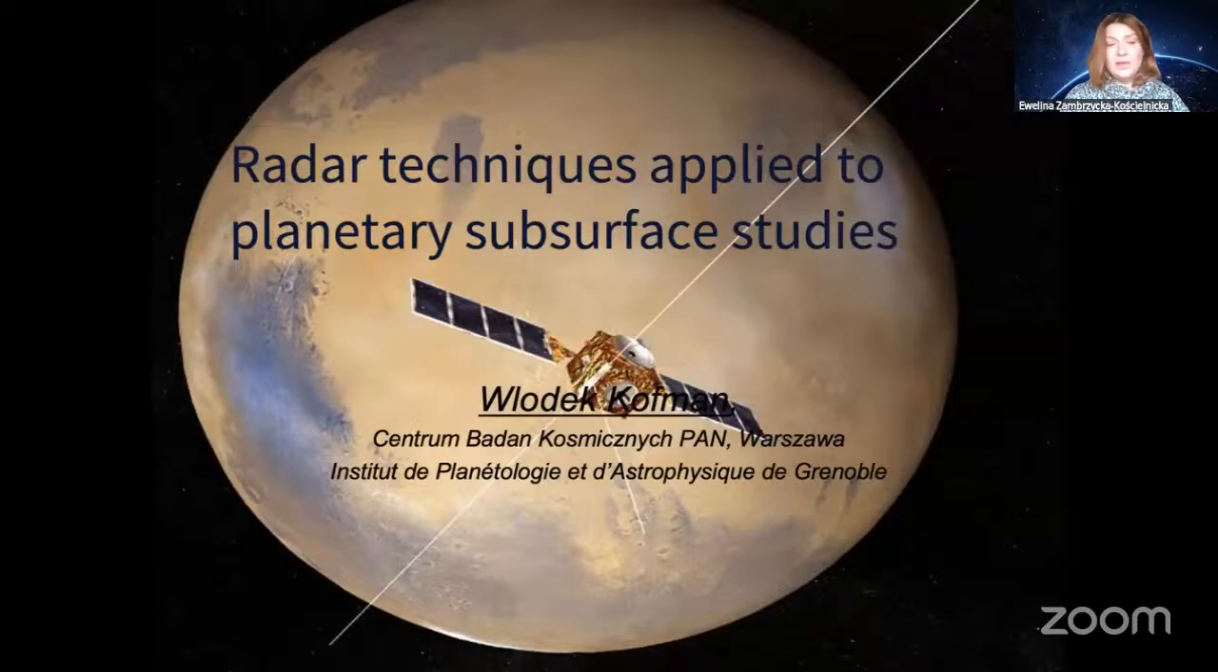Professor Kofman has made significant contributions to the study of planetary surfaces and subsurfaces, Earth's high atmosphere and ionosphere, remote sensing and signal processing. He was a principal investigator at the CONSERT experiment for the Rosetta mission. He has been involved in various ESA, NASA, and JAXA space missions.